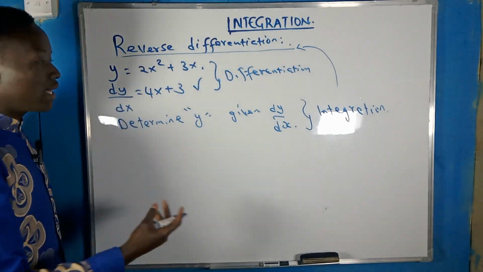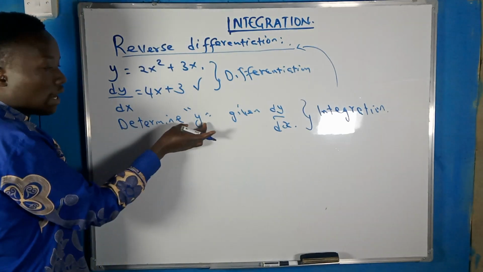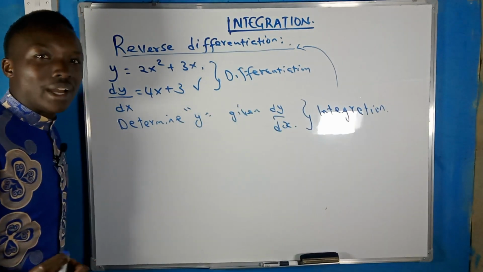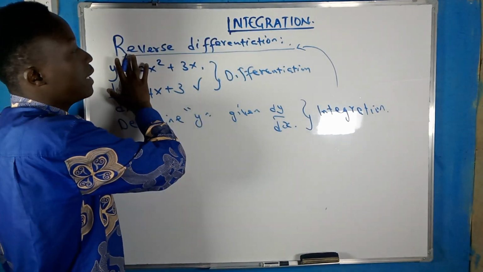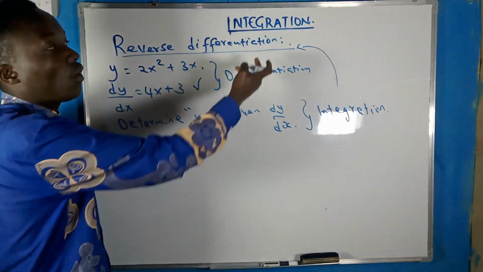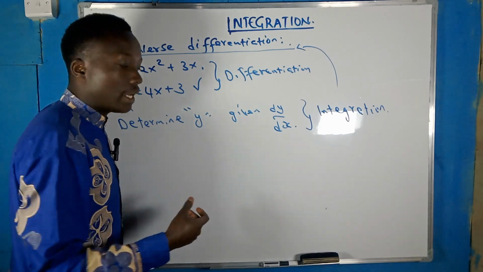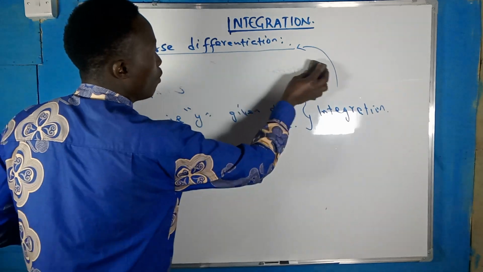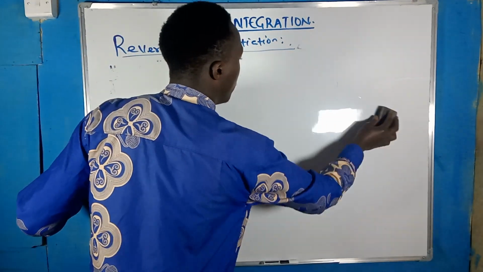So when we are given the gradient function and we are asked to find the function in form of y, we are supposed to integrate or find the integral. And that is why this topic is called reverse differentiation or integration. So quickly, we will start on learning how to find an integral, or how to integrate. How do we integrate?